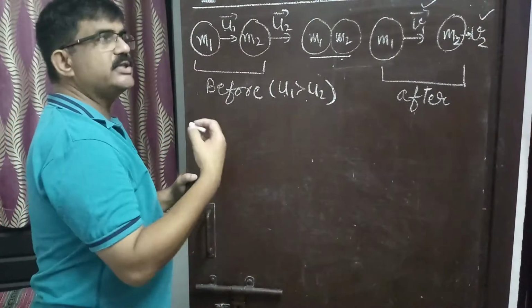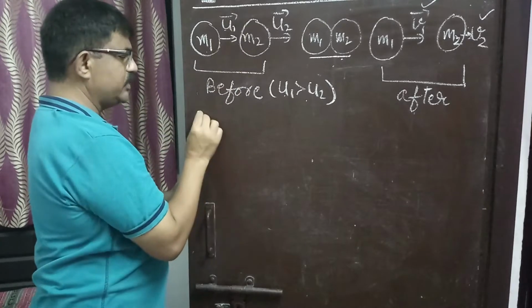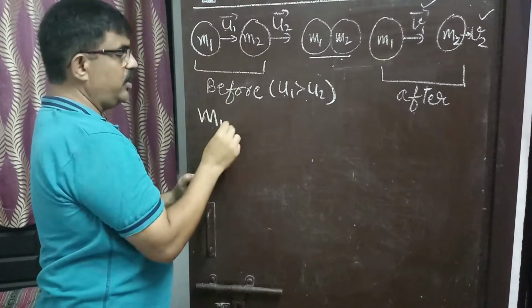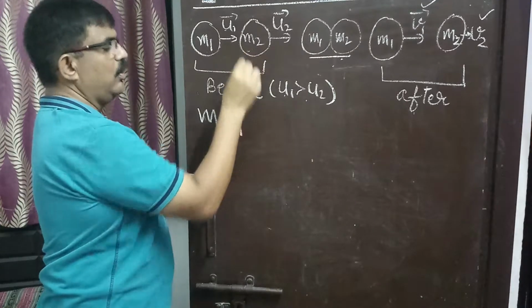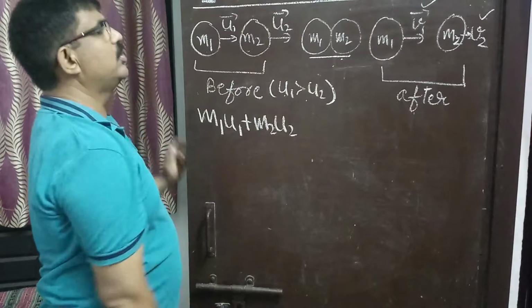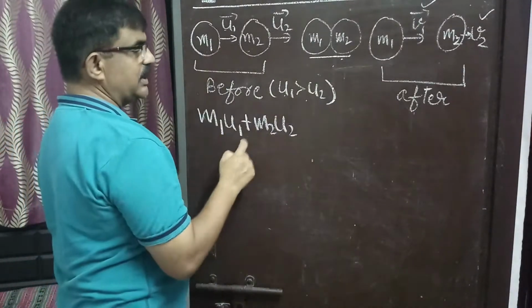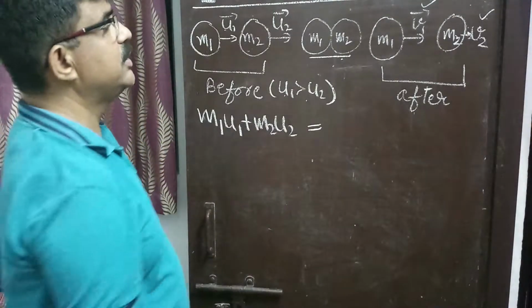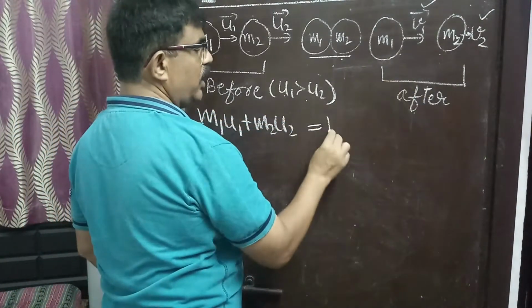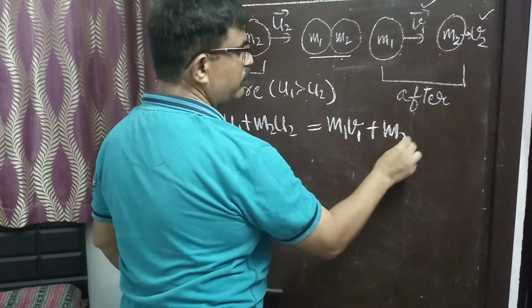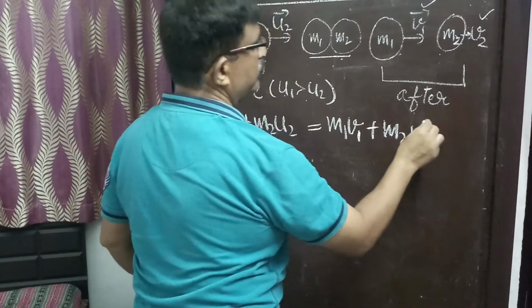Then, as we know that this is elastic collision, so momentum will be conserved. Momentum of this body is m1 u1. Momentum of the second body is m2 u2. So total momentum before collision is this. As momentum is conserved, momentum after collision will also be the same. So we get m1 u1 plus m2 u2 equals m1 v1 plus m2 v2.